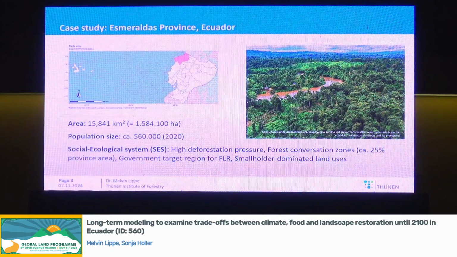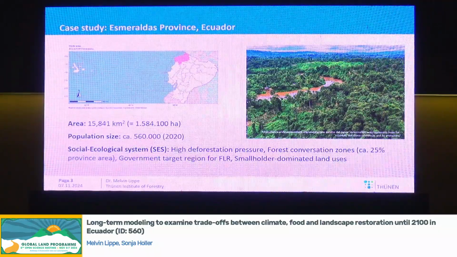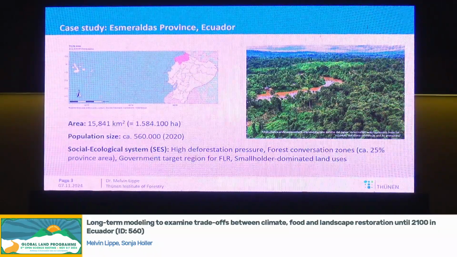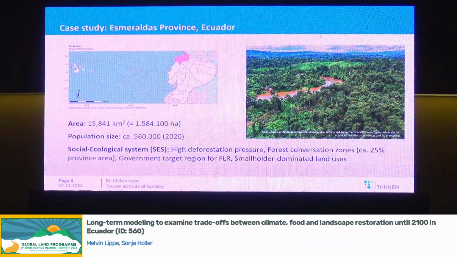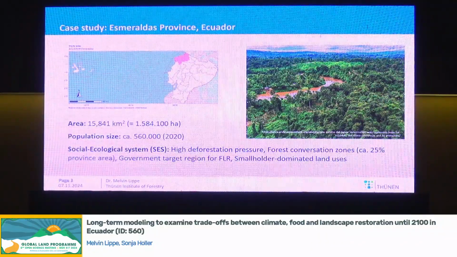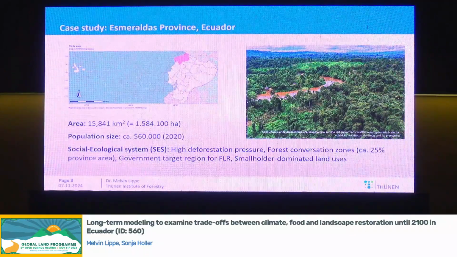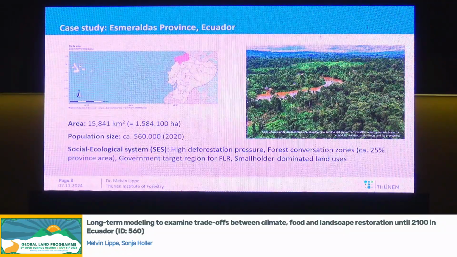So for the model development, we use a case study in Ecuador called Esmeraldas Province. This was part of a research project, and Esmeraldas is, in case of Ecuador, a target province for forest landscape restoration. The reason is the socio-ecological system has high deforestation pressure, while on the other hand you have about 25% forest conservation zones. So you have already this kind of dichotomy, and then you still have the smallholder dominated land uses, which have of course other goals in the land use system. And in case of Esmeraldas, maybe a challenge which we did not take into account, it's a border province, and there are also illegal activities, for example, with neighboring countries.